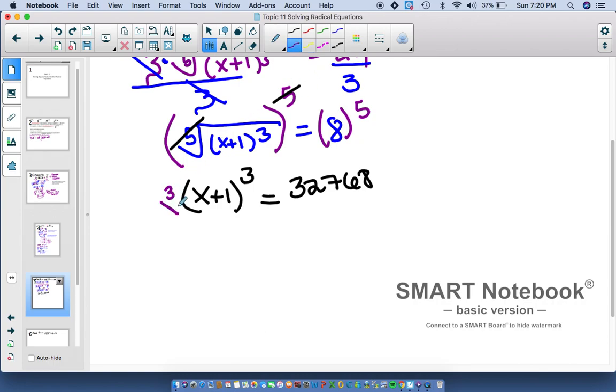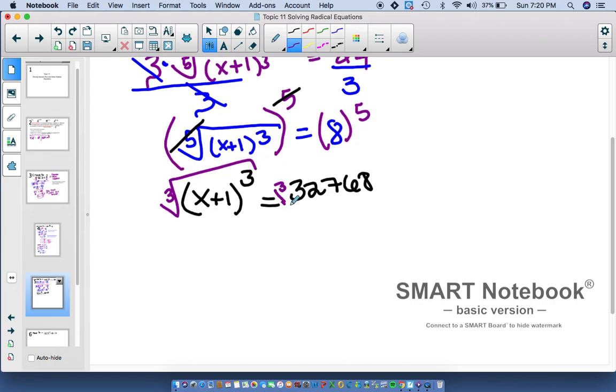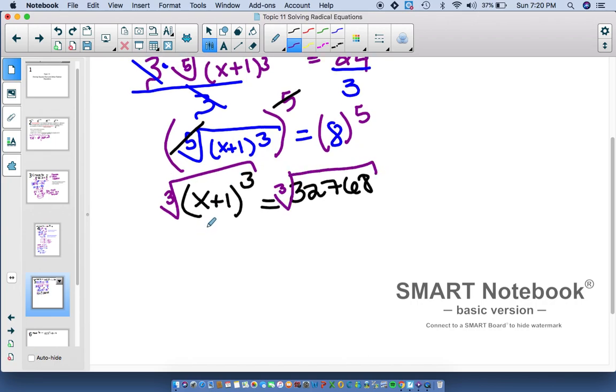We have to undo the raising to the 3rd power, so we're going to take the cube root of both sides. All right, so what's going to happen here is these will cancel. So I have x plus 1 equals, now what's the cube root of 32,768? I believe that is 32. Let's see. Yes, 32. And you can just use your calculator if you want. The answer is 32, not 38, sorry, because 32 times 32 times 32 is 32,768.